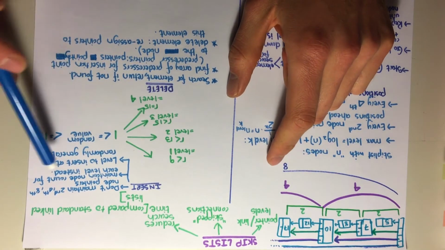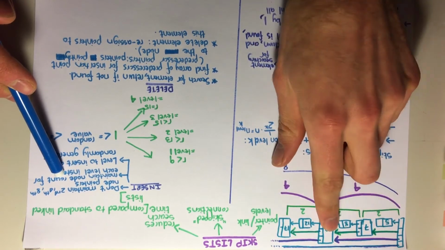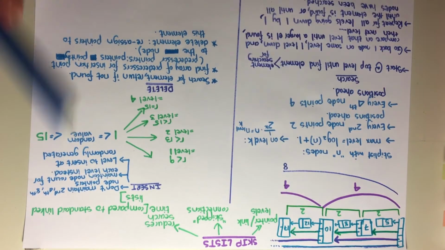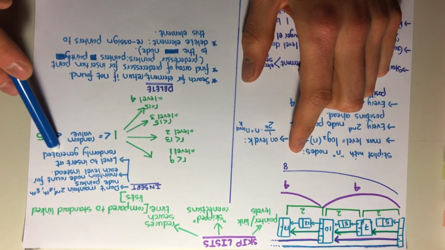So therefore, we rather maintain the node count for each level instead. So on each level, there has to be the same number of nodes at any given point, but it doesn't matter what order they are in. And the level to insert at is randomly generated.